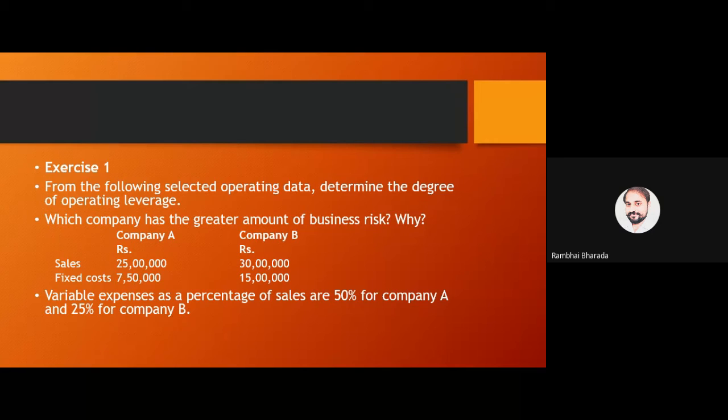Operating profit is equal to sales minus total cost. So first we look at the operating profit of company A. This calculation is about contribution. Now we are calculating operating profit, and operating profit is equal to sales minus total cost.